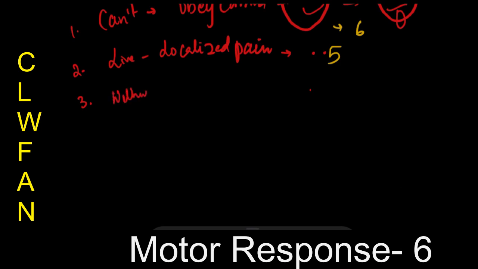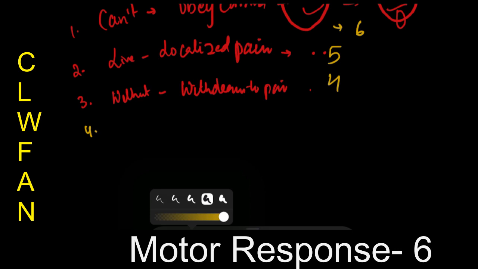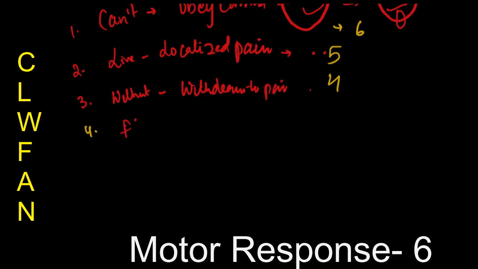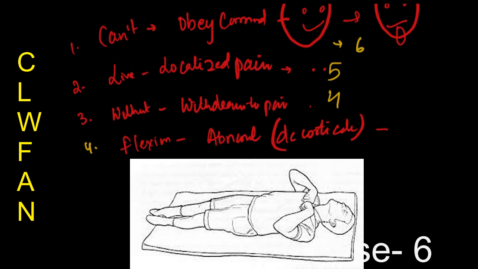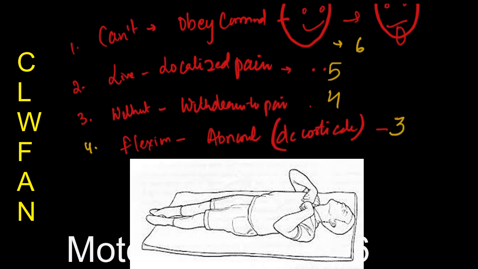Moving toward the next, the third thing is W, for without, which is withdraws to pain. You will touch the patient and the patient will withdraw from that pain, then just give a score of 4. Moving towards the next, the thing is F, for flexion. The patient will be taking an abnormal flexion position, which means a decorticate position. The patient will be taking their hands inward, and will give an abnormal flexion position, then we will give a score of 3.